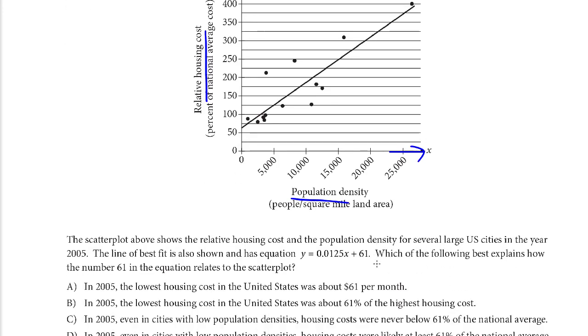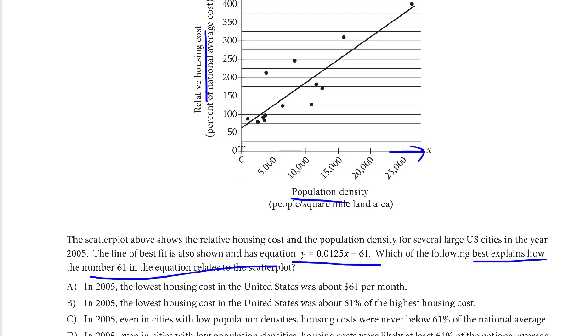of land. Okay, so with that said, the line of best fit has the following equation: y equals 0.0125x plus 61. Which of the following best explains how the number 61 in the equation relates to the scatter plot? So let's take a look at that. The 61 here is going to be the y-intercept. Well, technically, it's the y value when x equals 0.